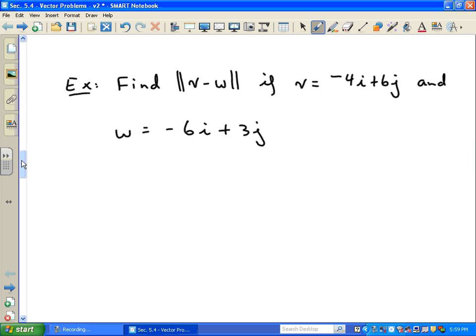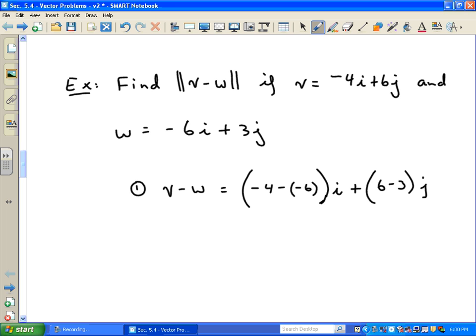Okay, this problem says find the magnitude of v minus w if v is equal to negative 4i plus 6j and w is equal to negative 6i plus 3j. This is kind of a two-step problem. The first thing we'll want to do is find the difference of v and w, and then we will find the magnitude of that. For the difference of v and w, we're going to subtract the components in front of i first. So we'll have negative 4 minus, and be careful because the component in front of w is a negative. And then plus, we're going to subtract the components in front of the j's. So 6 minus 3. That will be the new component in front of j.